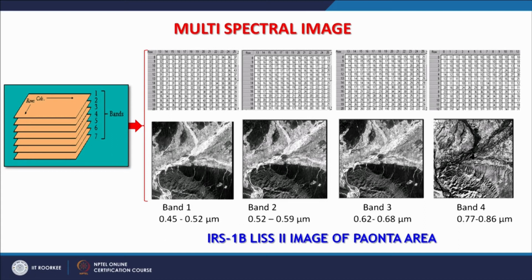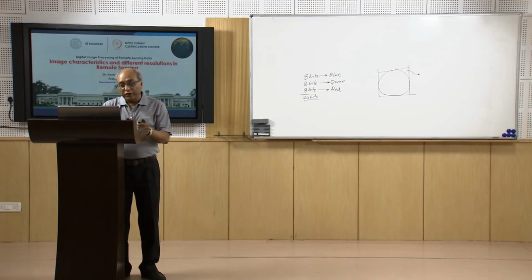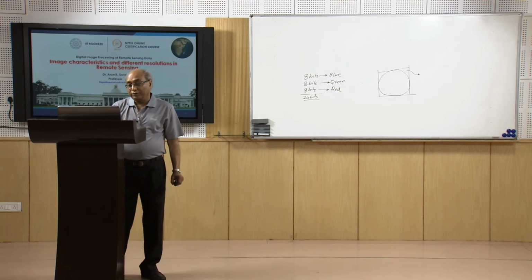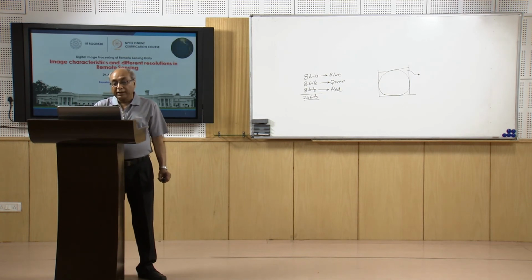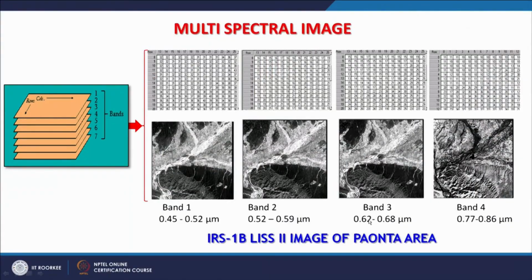A panchromatic sensor may combine all 3, so it is a broad band sensor, whereas in multispectral you may have 3 or 4 bands within your visible part of the EM spectrum. The example is given here: 0.45 to 0.52, 0.52 to 0.59, 0.60 to 0.68. Another important thing is, it is not necessary that the width of each band within a sensor has to be the same.